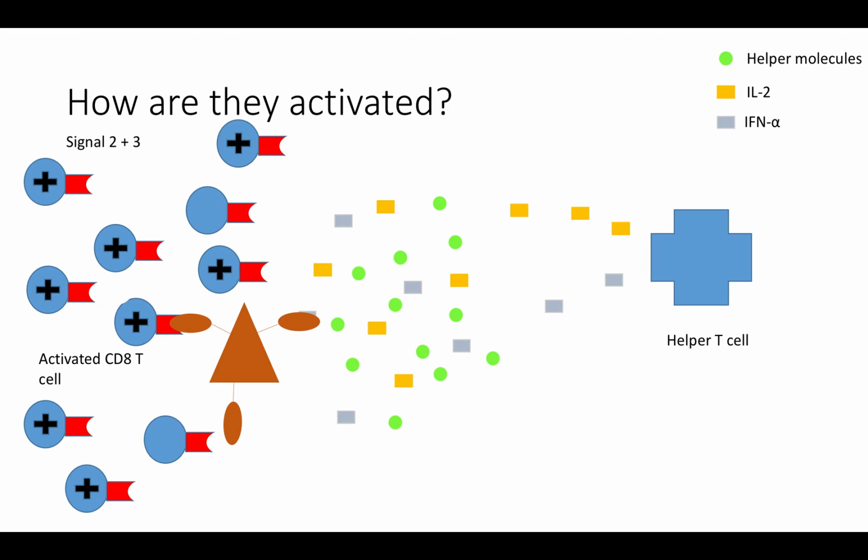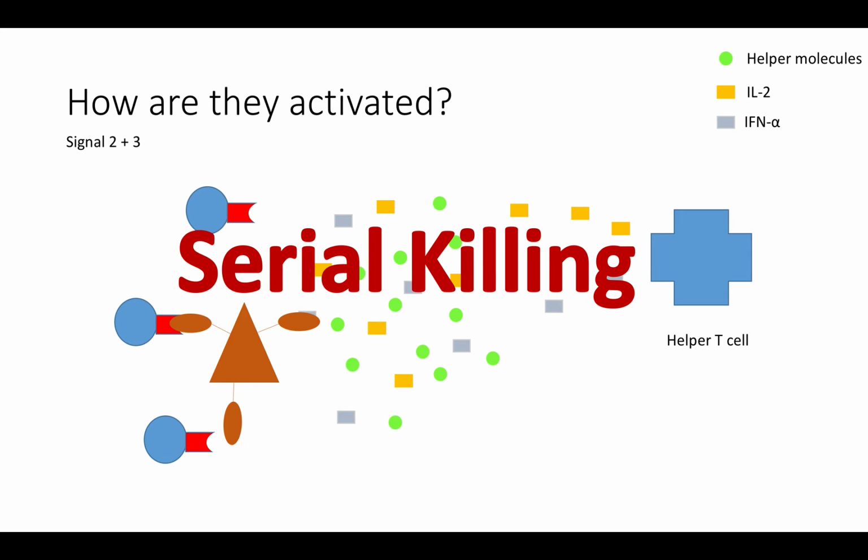Mature dendritic cells recruit CD4 helper T cells and activate CD8 cells, enabling mass killing of infected cells by each CD8 cell, known as serial killing. Once activated, they clonally expand with help from interleukin-2, increasing the number of specific CD8 cells, which then migrate to all tissues of the body.